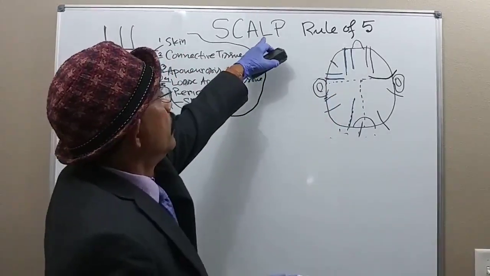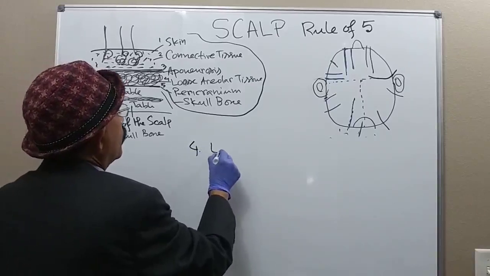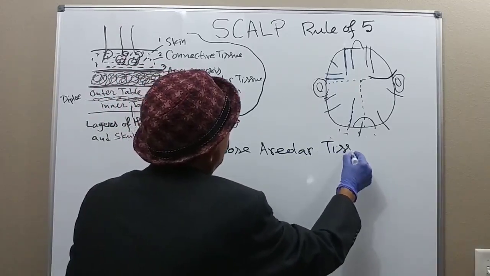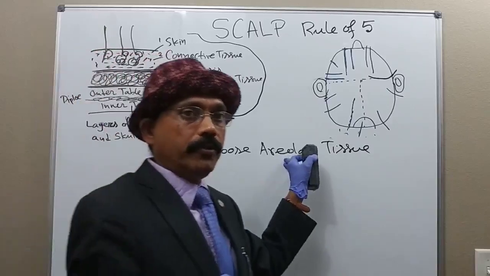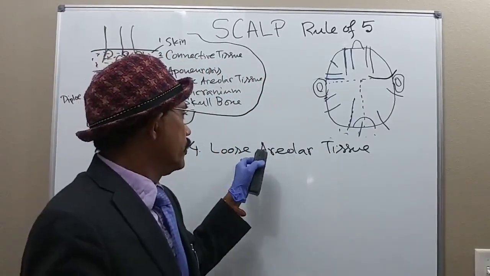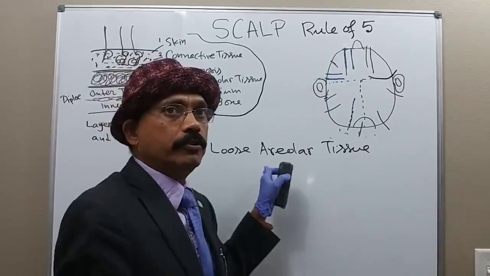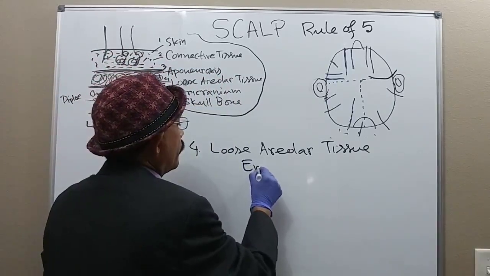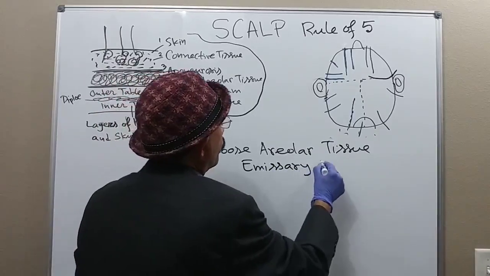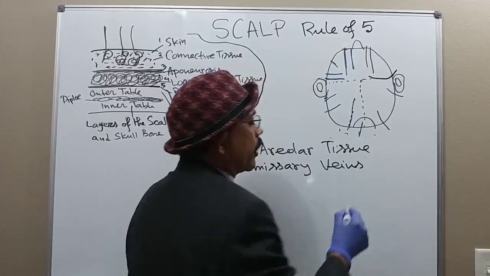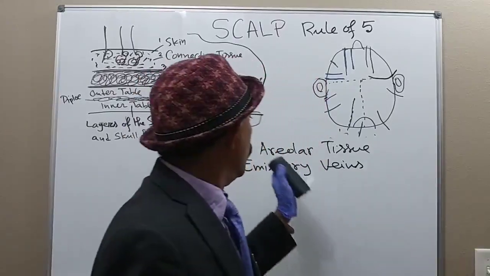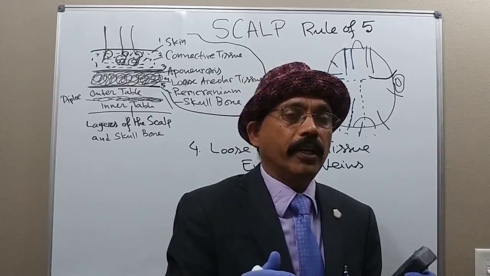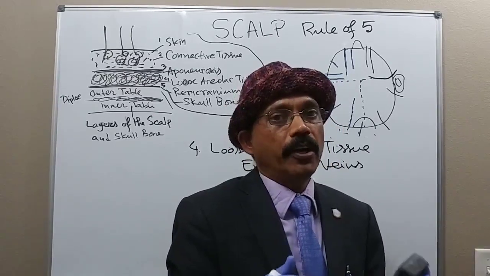The fourth layer is the loose areolar tissue. It has many potential spaces, it is vascular, and it is a very important layer with a lot of clinical importance. It also has emissary veins. Emissary veins are the veins which connect the loose areolar tissue to the dural venous sinuses inside the cranium.